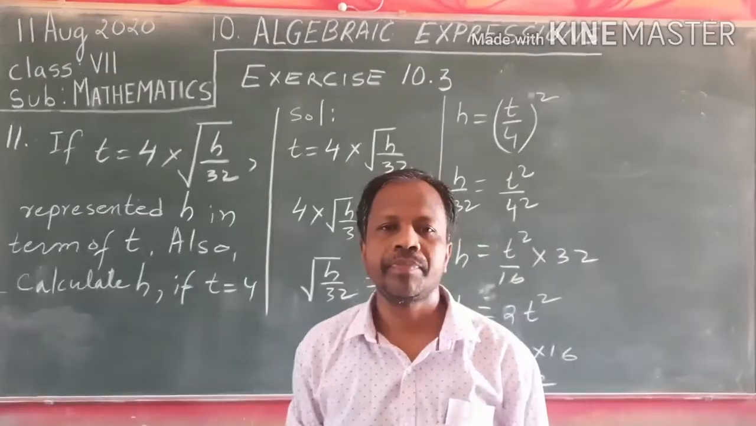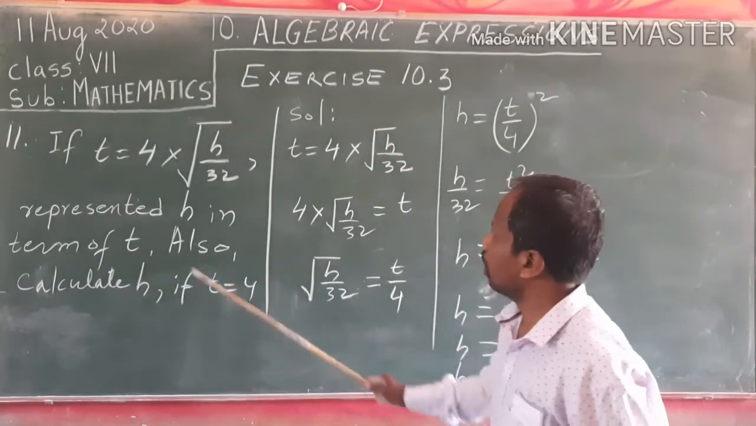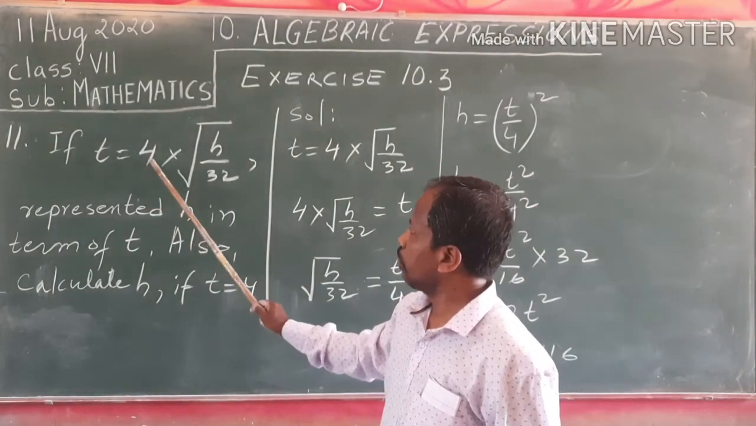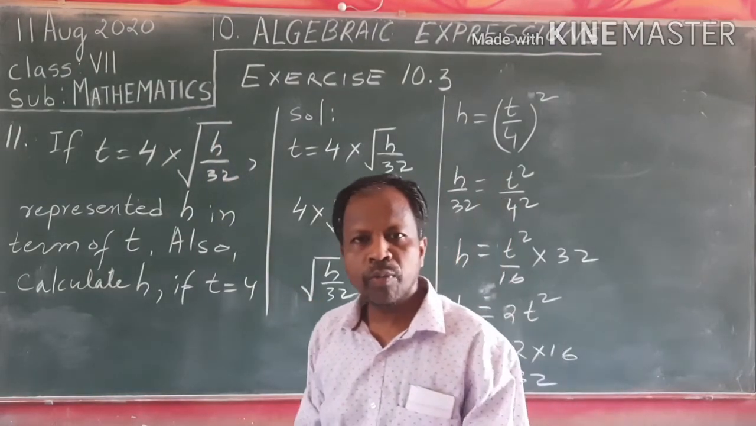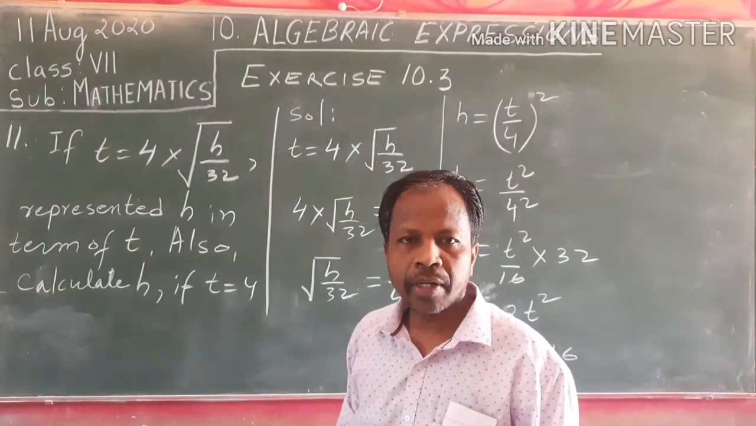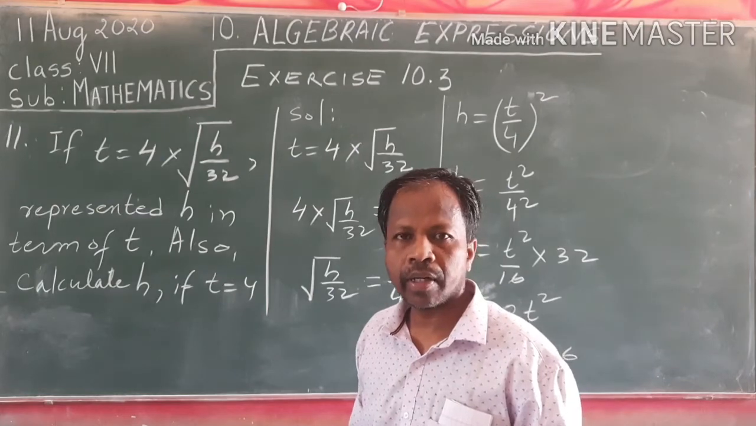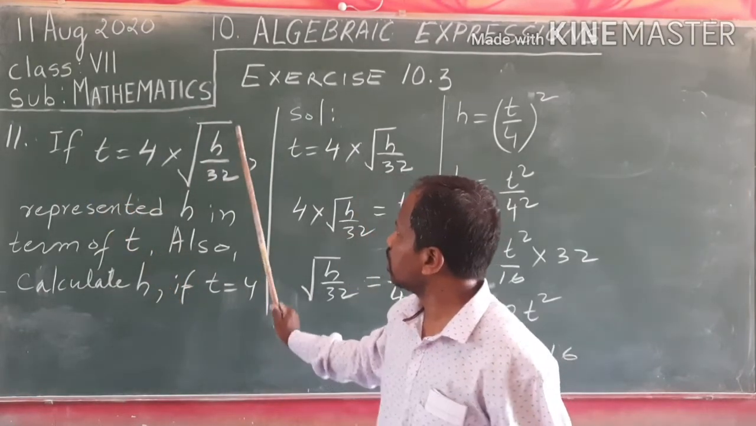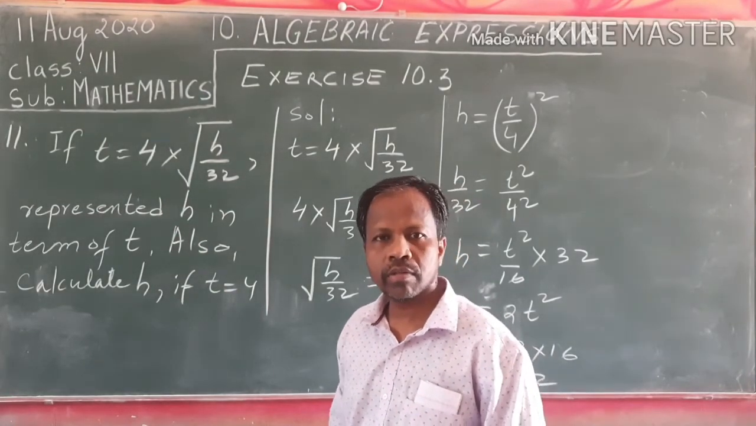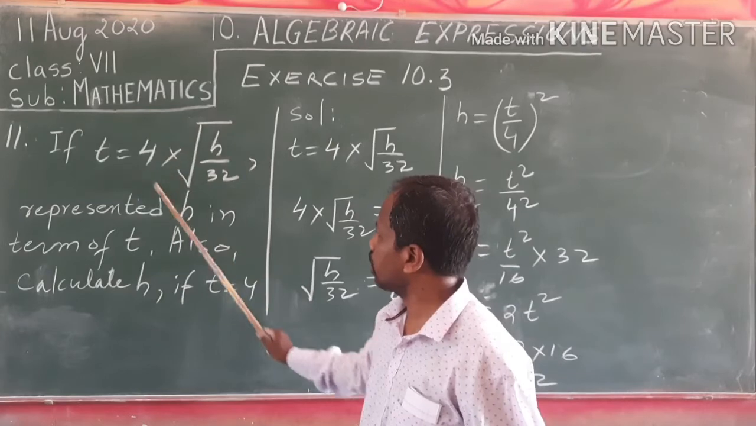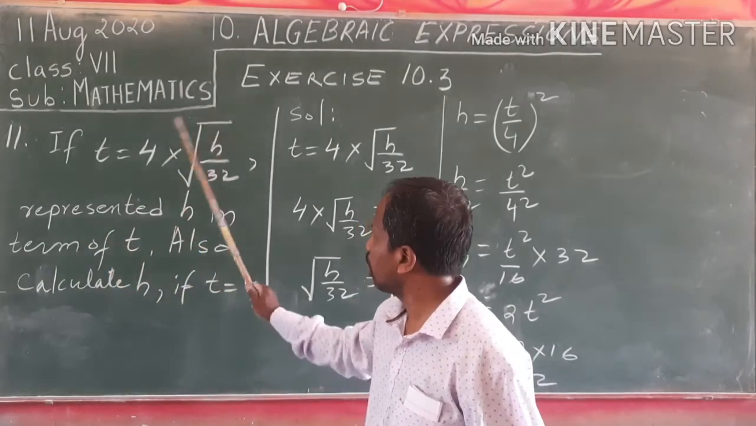Coming to the next question. It says, if t is equal to 4 into under root h upon 32, you know, when you move a pendulum, the time taken to complete one oscillation is called the time period. And this is the time period here, given by this formula. Though it will look big, when you follow the rules, it is simple. So just follow it. Now we have to make H the subject.